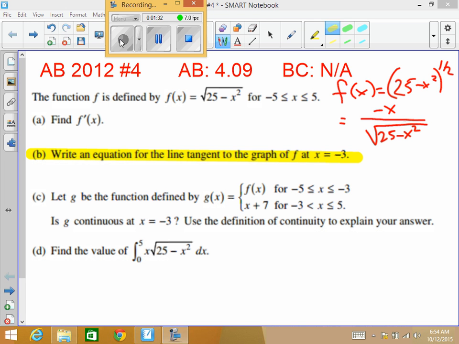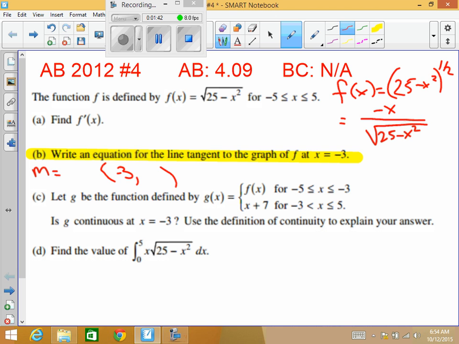Part B asks us to find the equation of the tangent line at x equals negative 3. As we know, for an equation of a tangent line, we need a slope and we need a point. We're given the x value of the point. For the y value of the point, we go back to the original function, plug in negative 3. F of negative 3 would be square root of 25 minus 9. Square root of 16 is 4.